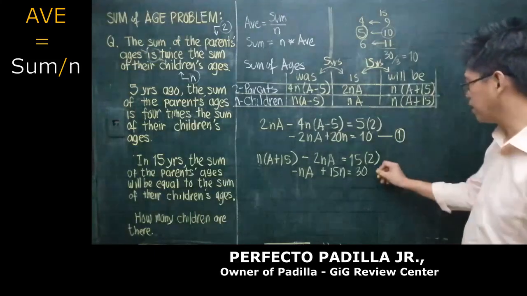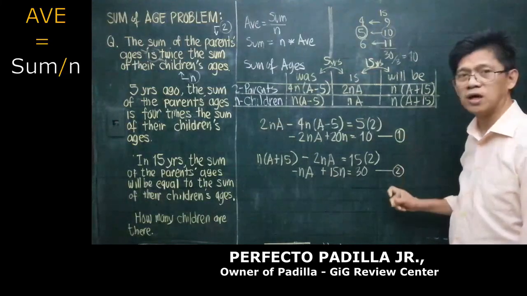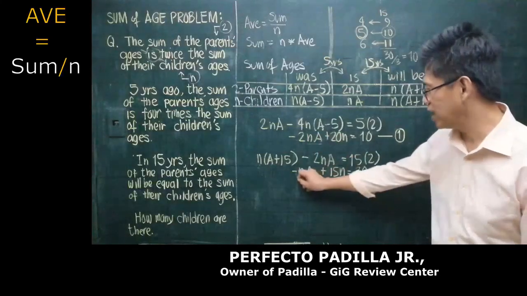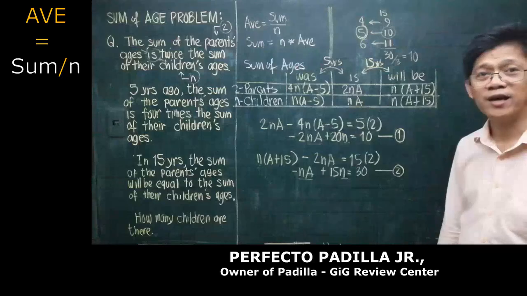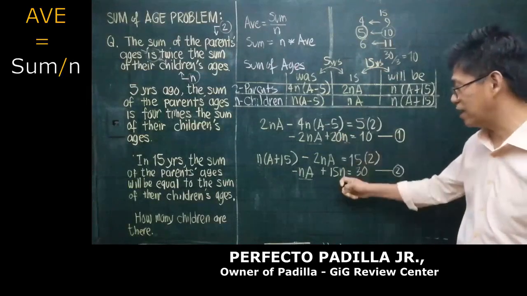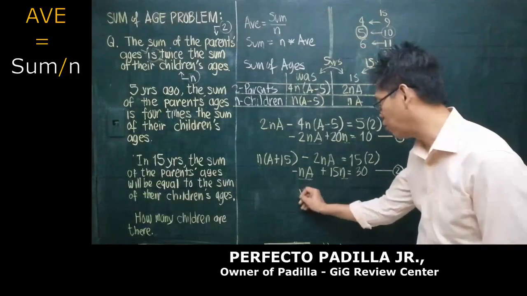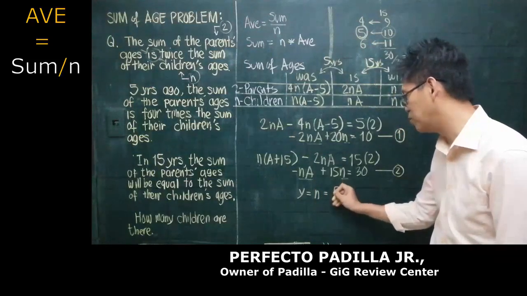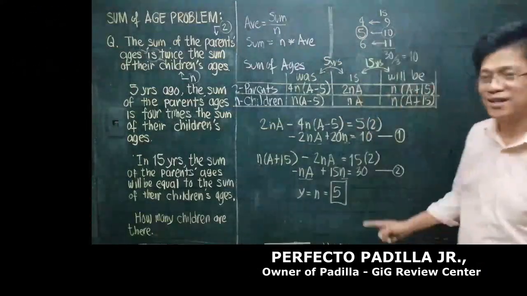Now, we have here two equations, two unknowns. Your NA can be the X, and your N can be the Y. You solve these two equations, two unknowns, you'll have your N represented in your calculator by Y. Your Y, which represents N, is going to be equal to 5. So there are 5 children.